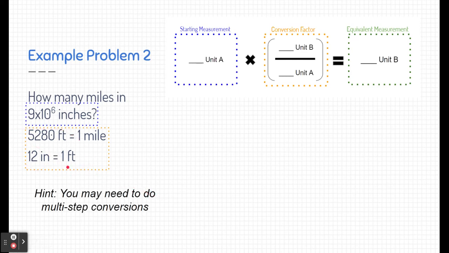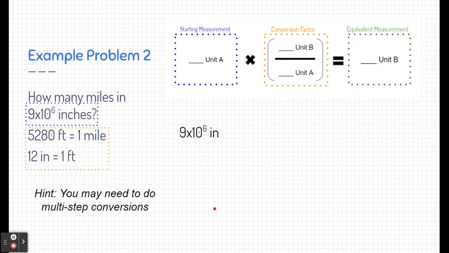We're given two conversion factors. There's nothing that's going to take us directly from inches to miles, but we do know how to go from inches to feet and from feet to miles. So we may need to do multi-step conversions. We might have to do one conversion, use the answer, and then do another conversion. So let's start with what we have.